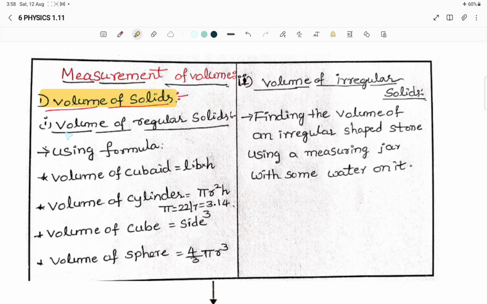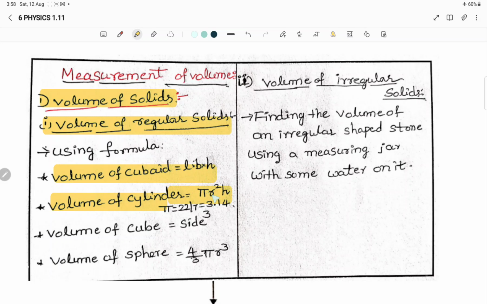First one is the volume of regular solids, meaning solids having a particular shape. When you are finding the volume of regular solids, we use some formulas. For example, the volume of a cuboid is L into B into H. Here L is length, B is breadth, H is height. Next, volume of cylinder: pi r square h. By using the formula pi r square h, we can determine the volume of a cylinder.